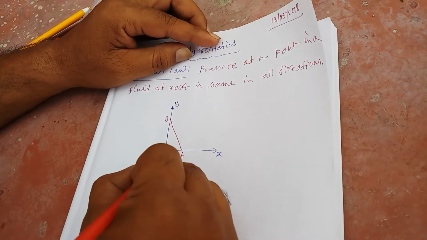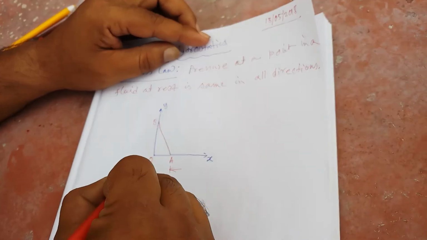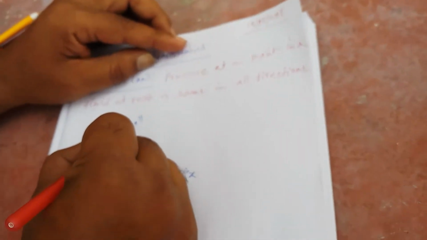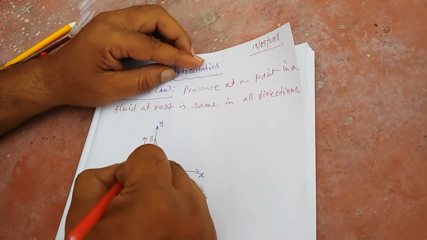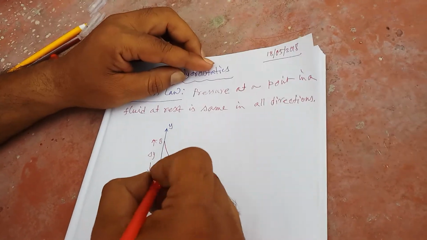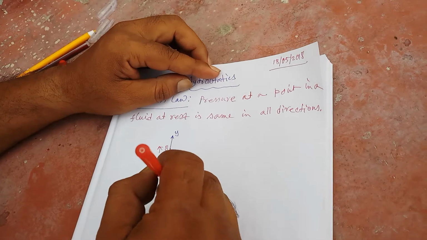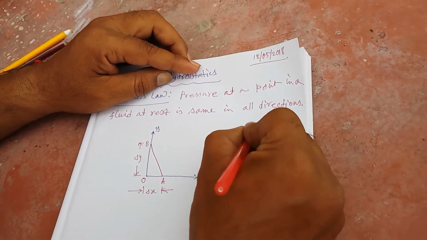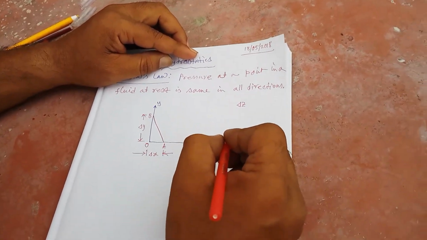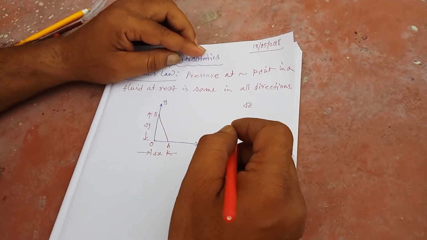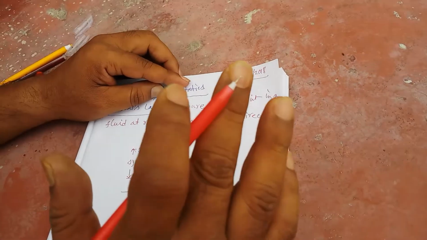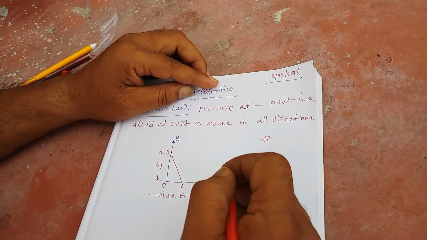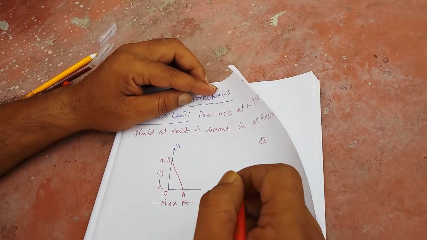So you assume the length OA to be delta x, the length OB to be delta y, and in the direction perpendicular to this page, that is in the z direction, you assume the thickness to be delta z. Here delta x, delta y, delta z are all very small. Whenever the sign delta is used, the quantities are very small, but they are not the same.